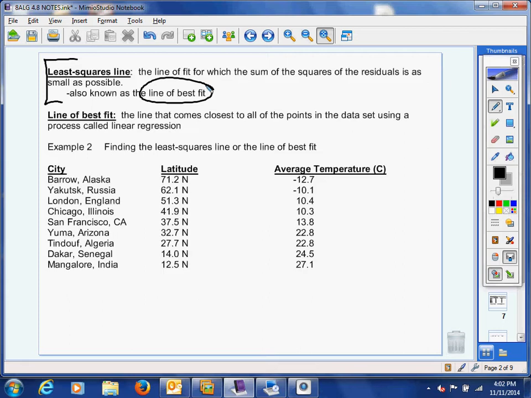Now the line of best fit, I defined it for you. Your book tells you it's a line that comes closest to all the points in the data set using a process called linear regression. When we get to the calculator portion, I'm going to show you where that pops up in the keying sequence. You're going to see a couple of letters that say lin-reg, just like I wrote on your notes. Lin-reg is just code for linear regression. I'm not going to get into the long and the short of what linear regression is. Just know it's the process that your calculator is going to use to calculate the line of best fit for you.